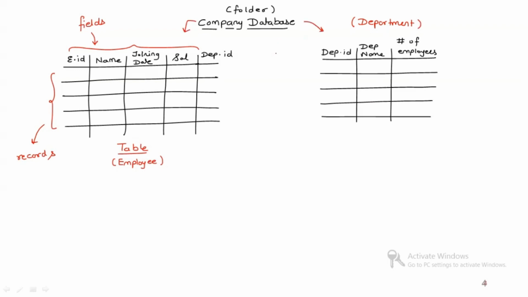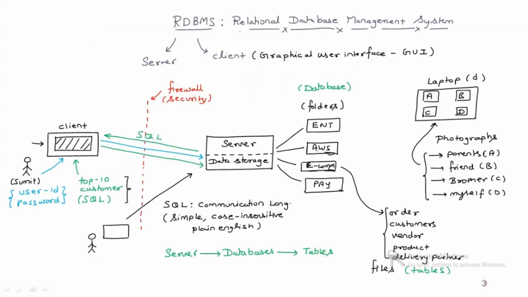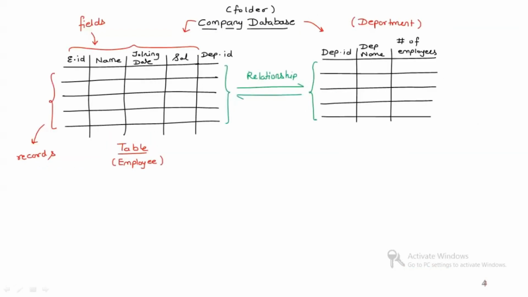Now, can you figure out what is common between these two tables? The common attribute or the common field that you can find between these two tables is the department ID. And this is what the relationship is. So in RDBMS, the term relational basically means this. In a database, you will have multiple tables, and all these tables will have some kind of relationship. Here the relationship is defined using department ID as a common key or common column or common field.